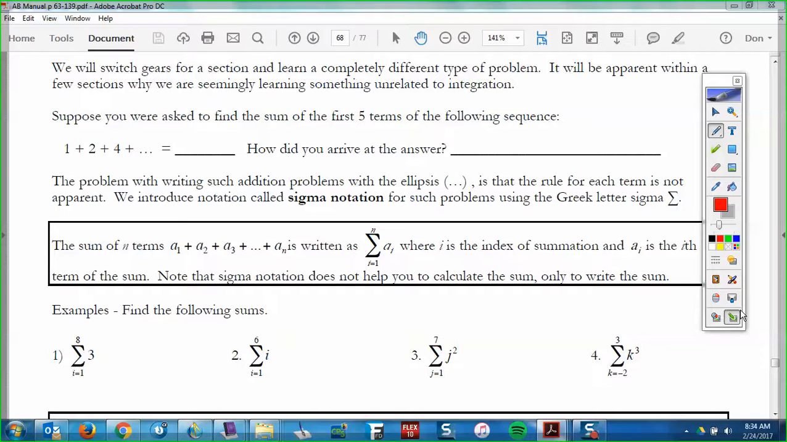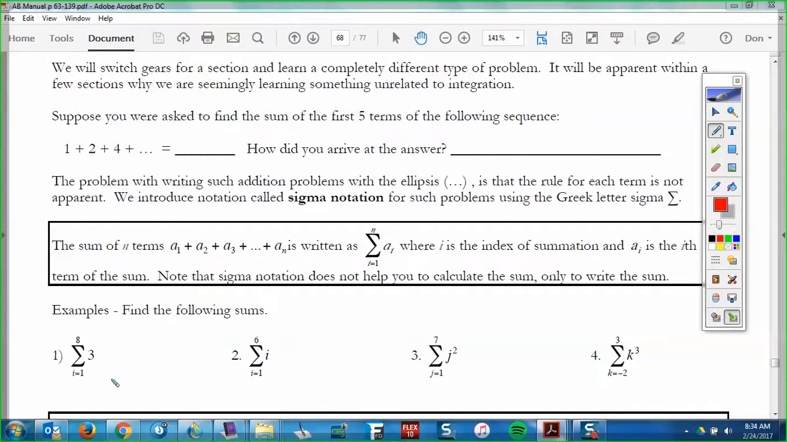Well, that's what we're trying to do. If I'm going to add up 5,000 rectangles, I don't want to have to write out 5,000 rectangles. I want a shortcut. I'm going to find a pattern. That's what sigma does.